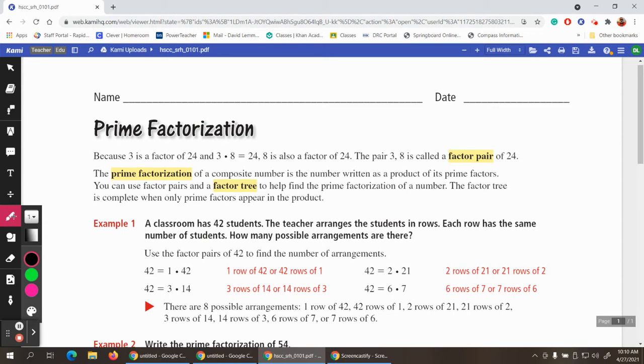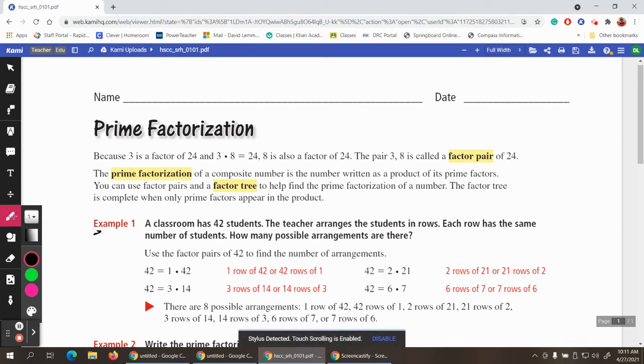Prime numbers: 2, 3, 5, 7. Things that basically the only factors are 1 and that number. Those are prime factors. You can use factor pairs and a factor tree to help you find the prime factorization of a number. The factor tree is complete when only the prime factors appear in the product. So let's look at your first example.